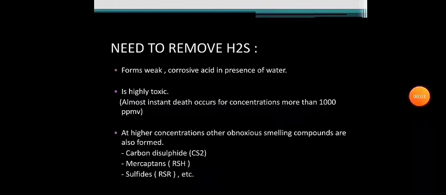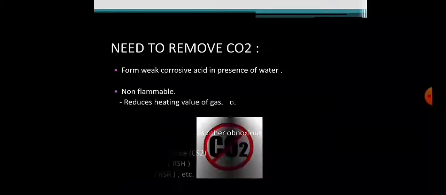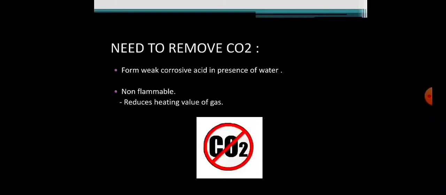So why do we need to remove H2S? The reason is it forms weak corrosive acid in presence of water, and is very highly toxic. Almost instant death occurs for concentration more than 1000 ppmv. At higher concentration, it forms very bad smelling compounds such as carbon disulfide, mercaptans, sulfides, etc. And what is the need to remove CO2? It also forms weak corrosive acid in presence of water and it reduces heating value of gas.